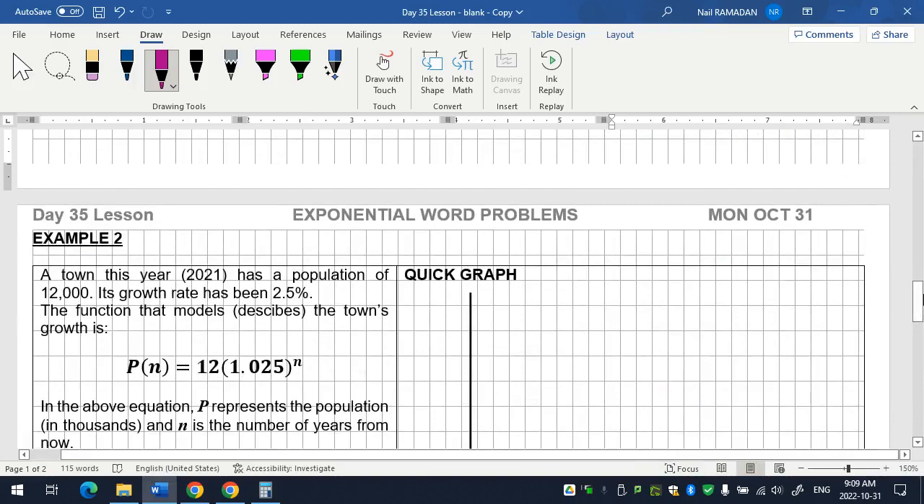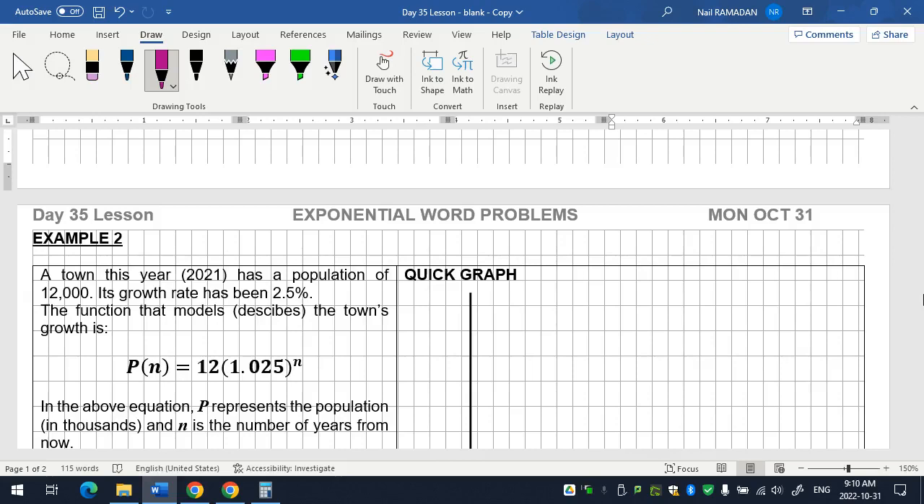Again, with the population. A town this year, 2021. I guess I did not change the date from last year when I taught this. You know what? Fine. Let's say 2021. Has a population of how many people? Very, very small town. Its growth rate has been how much? What does that mean? Every year, the population grows by how much? 2.5% of what is it? At the beginning of the year.